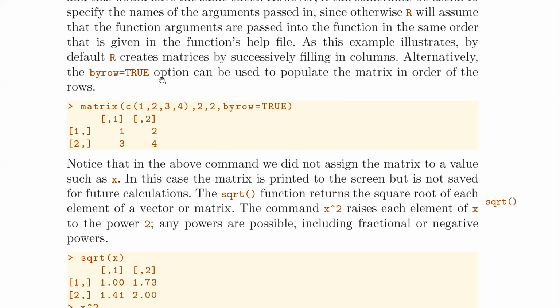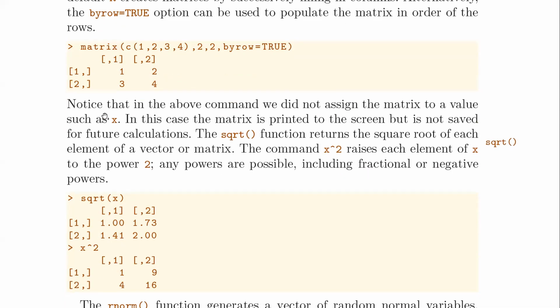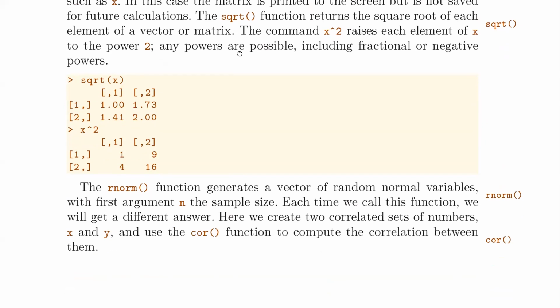As this example illustrates, by default, R creates matrices by successively filling in columns. Alternatively, and this is what we used earlier, we can fill by row. Notice that in the above command, we did not assign the matrix to a value, such as x. In this case, the matrix is printed to the screen, but is not saved for future calculations.